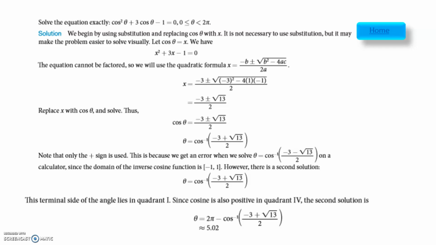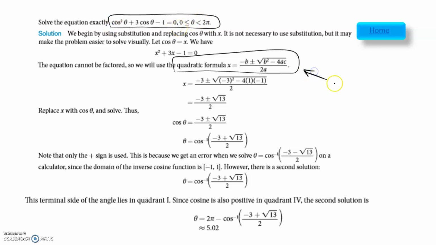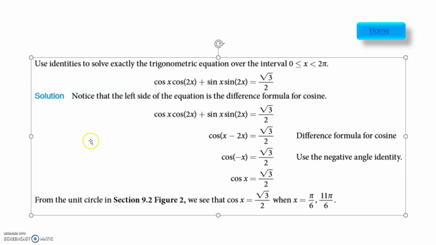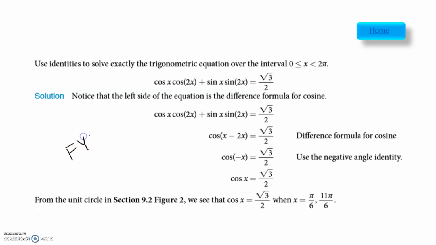Okay, this problem is just to show you that we could use the quadratic formula in order to solve a trig equation within an interval. So it is possible that sometimes we would have to use the quadratic formula to solve. This is just an FYI. And also, we could use trig identities to solve trig equations. Okay? Again, this is just an FYI. Okay? And that concludes this section.